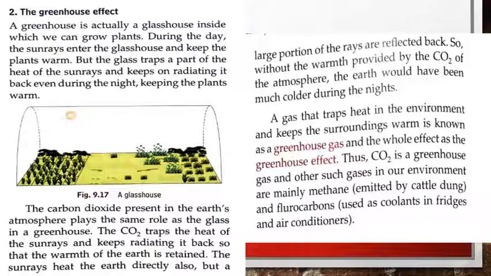So, without the warmth provided by carbon dioxide of the atmosphere, the earth would have been much colder during the nights. So what they are telling us is that carbon dioxide is doing the same work as the glass is doing in the case of a greenhouse. It is trapping the rays of the sun and keeping our earth warm, even during the nights. Otherwise the nights would be much colder.